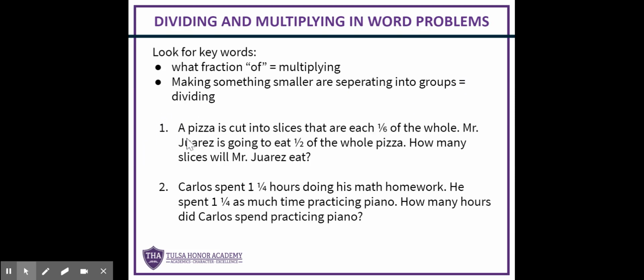So here we have number 1. A pizza is cut into slices that are each 1/6 of the whole. Mr. Juarez is going to eat 1/2 of the whole pizza. How many slices will Mr. Juarez eat? So here in number 1, we're talking about making something smaller, like separating into a group of how much pizza Mr. Juarez is going to eat. So here in a sec, it's going to ask you if this problem is multiplying or dividing?